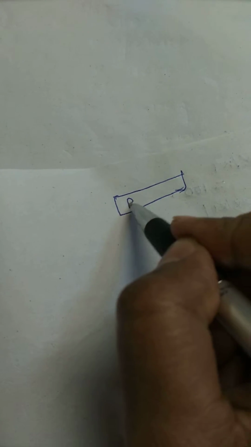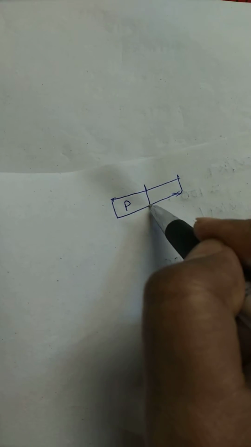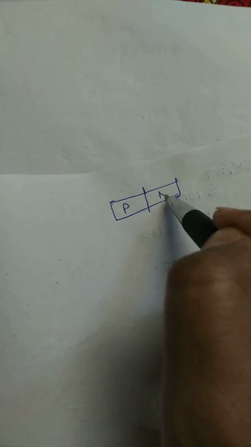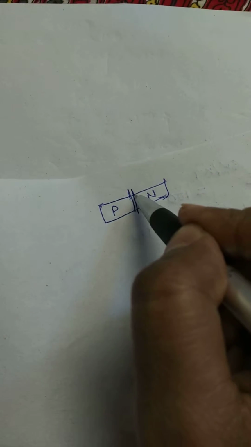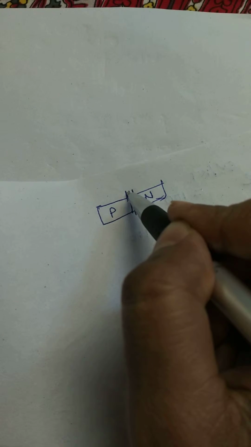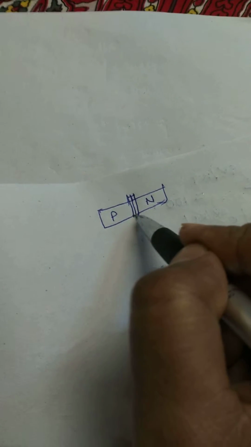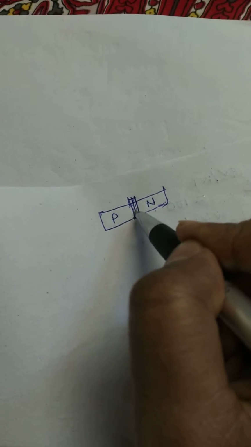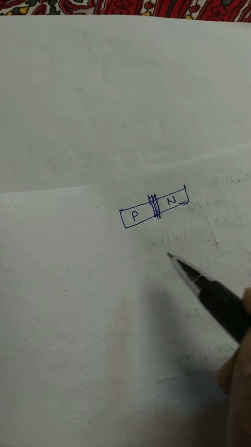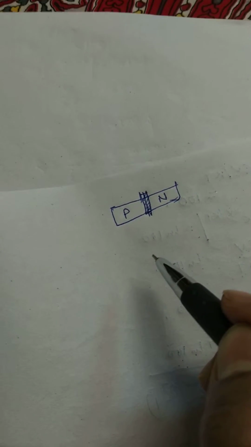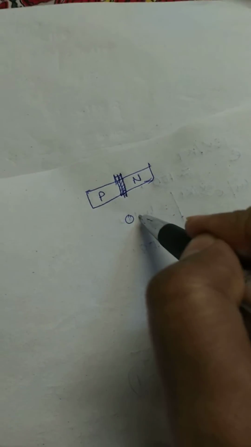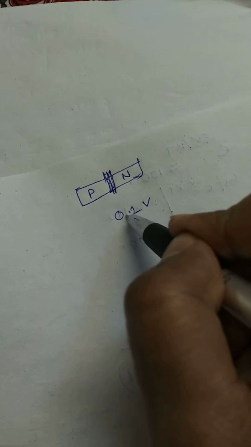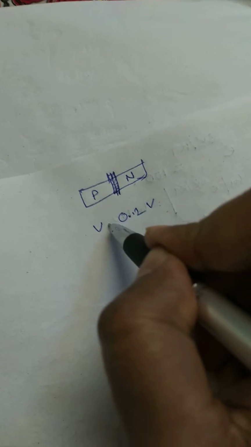suppose P is this, this is the middle line, N. So at equilibrium there will be a depletion region. You know that this gives the potential barrier, right? So the potential barrier is given as what? 0.2 volt. It is given as 0.2 volt potential barrier.